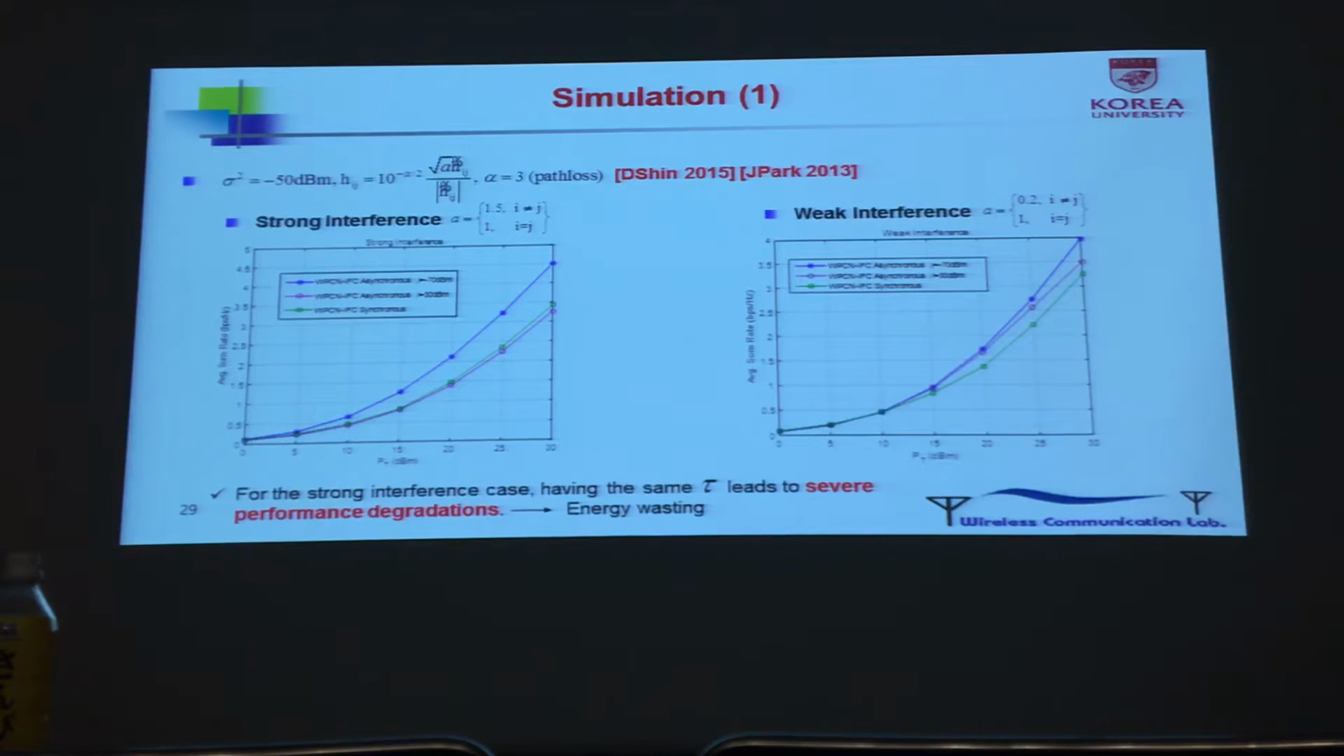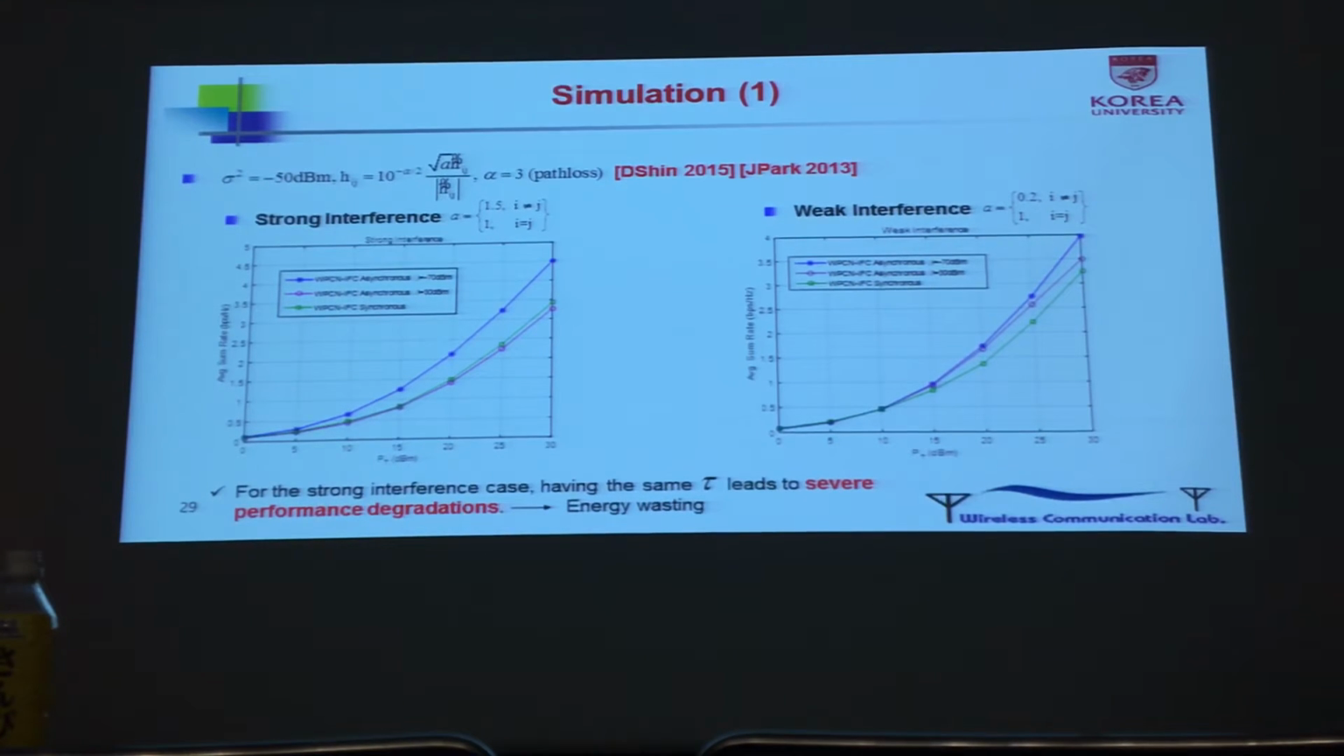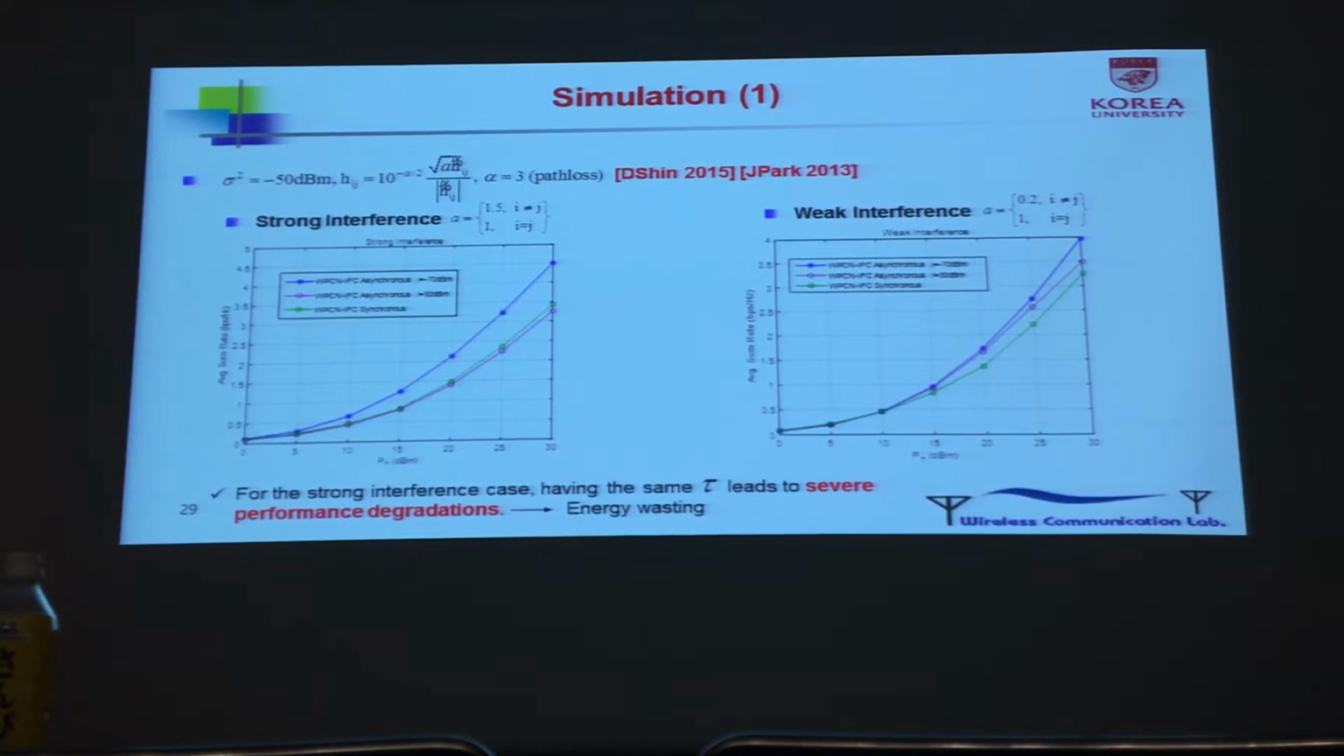By allowing a different tau for each of the two cells, we can achieve a lot of gain compared to the single tau system. And we may have a different result, but still we have a good performance gain in both cases.